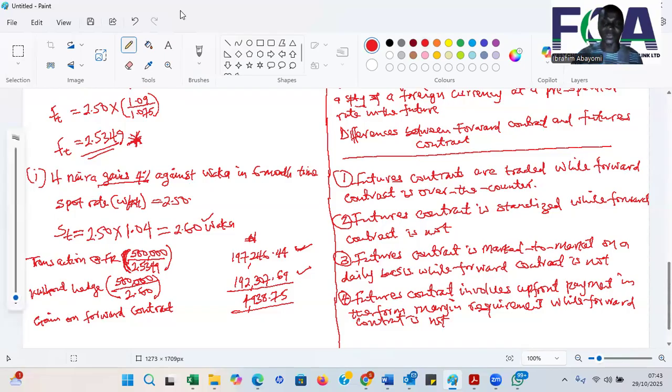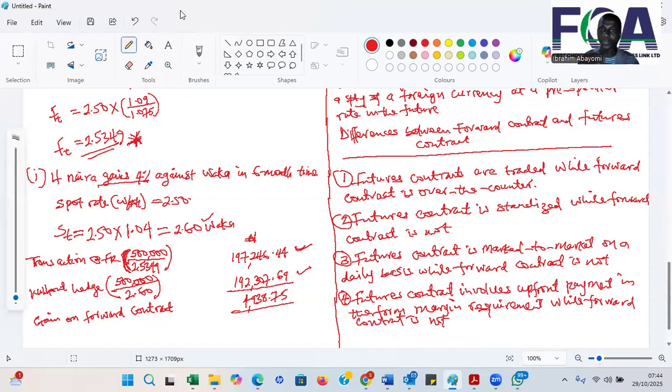But for forward contract, it's just an arrangement between two parties. No market is involved. We are not buying from the market. Then futures contract is standardized, while forward contract is not. Like I explained earlier, standardization means you can buy contracts that hedge multiples of a currency: 10,000, 20,000, 30,000, 40,000. But forward contract can be tailored to the user's specific requirement.